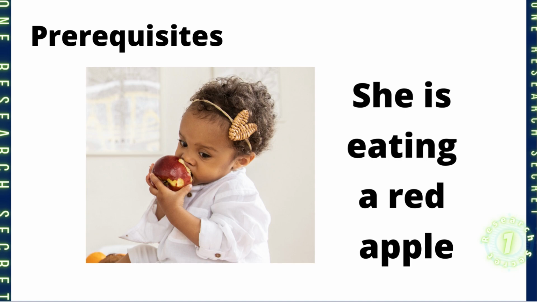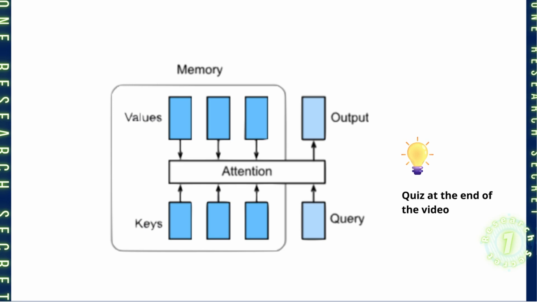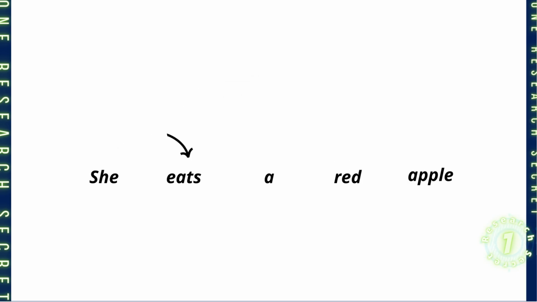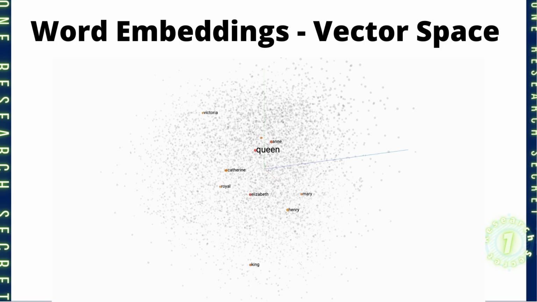How do we model this behavior in neural networks? By using attention. This is the structure of attention mechanism. It has keys, values, query as input, and has an output. We will get to each of these terms shortly. We can obtain the importance of certain words in a sentence by evaluating each word with all the other words using the attention mechanism. But first, let's understand word embeddings, as this is used to compute similarity between words.